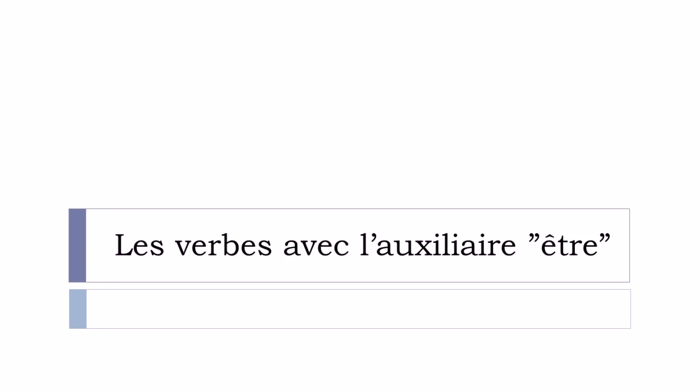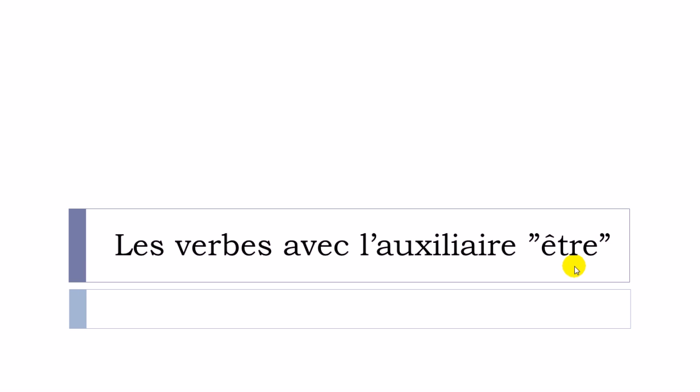Les verbes avec l'auxiliaire être. So if you remember, in some cases for what we call composed tenses, you will have to use whether avoir or être. So in most of the cases, you will have to use avoir. But then in some cases, you will have to use this auxiliaire être.